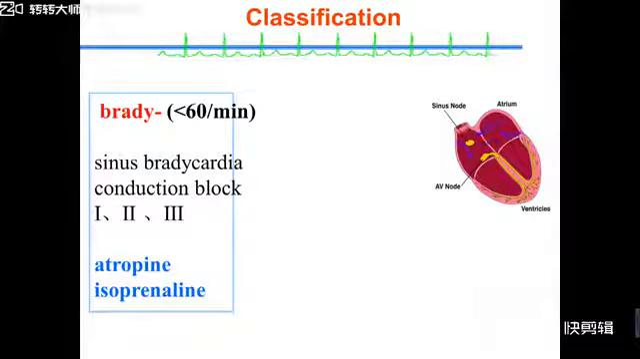We divide arrhythmias into two broad categories. The first is bradycardia, where the heart rate is less than 60 beats each minute. Bradycardia includes sinus bradycardia and conduction blockade. Bradycardia and conduction blockade are also divided into three stages: mild, moderate, and serious.